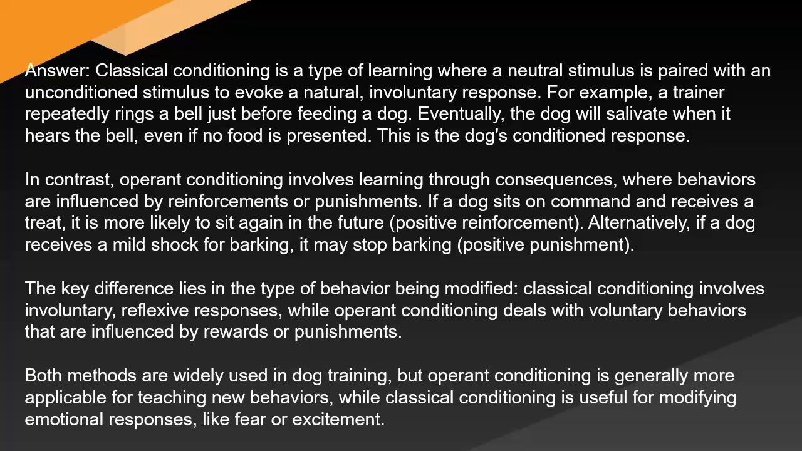Classical conditioning involves involuntary, reflexive responses, while operant conditioning deals with voluntary behaviors that are influenced by rewards or punishments. Both methods are widely used in dog training, but operant conditioning is generally more applicable for teaching new behaviors, while classical conditioning is useful for modifying emotional responses like fear or excitement.